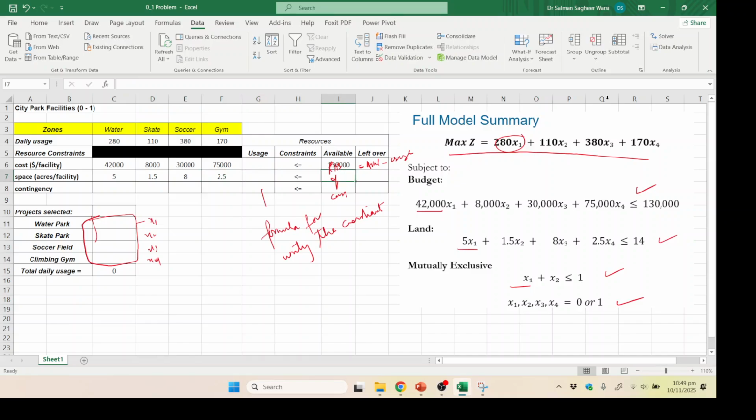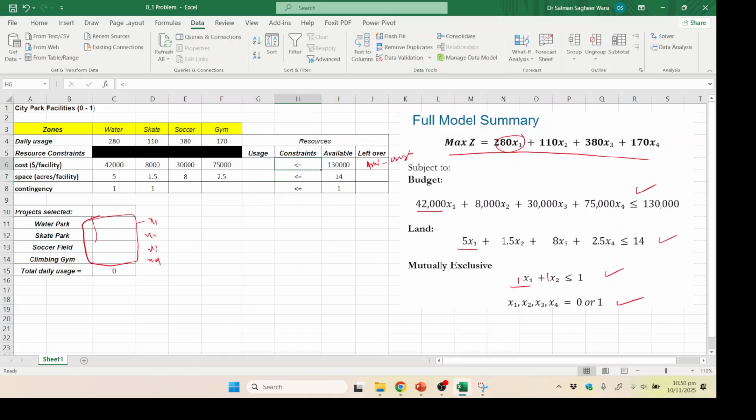The right hand side is, let me just delete it now so that it is visible to you. And this is for the contingency, that is, the mutually exclusive. It says x1 and x2, so with x1 we can write it as 1x1 plus 1x2. So we will have right here 1 and 1, and there is no x3 x4, so we'll keep the cells empty, and here it is 1.